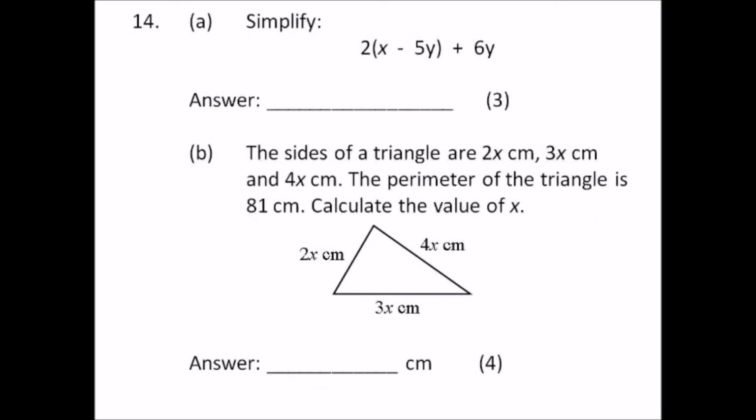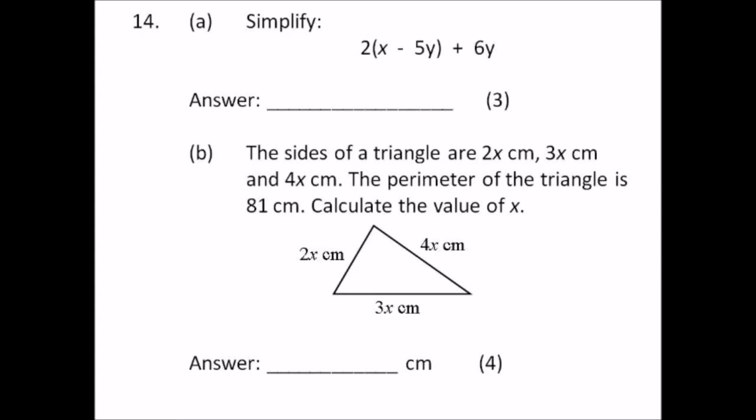Work fast. Okay, we move on to number 14, algebra. Simplify. A, 2 in bracket x minus 5y close bracket plus 6y. So remove your bracket, simplify, and give me an expression for the answer. 3 big marks for that, guys.